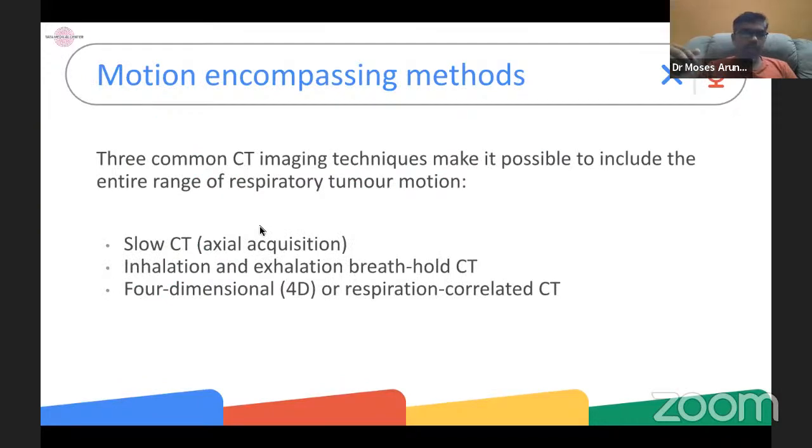The motion encompassing methods are some of the commonest methods used for managing respiratory motion when it comes to treating early stage lung cancers. Three of the commonest methods are acquiring a slow CT scan, otherwise called an axial acquisition, or, as I talked about, acquiring images at the extremes of the respiratory cycle, or finally acquiring a 4D CT scan, which is a true respiratory correlated CT scan.